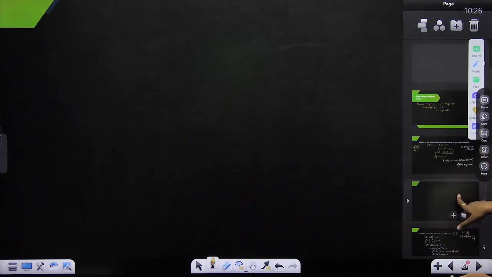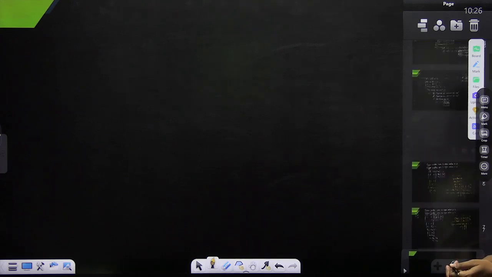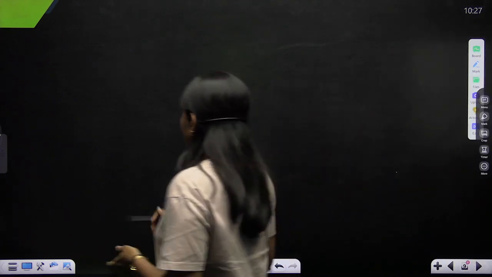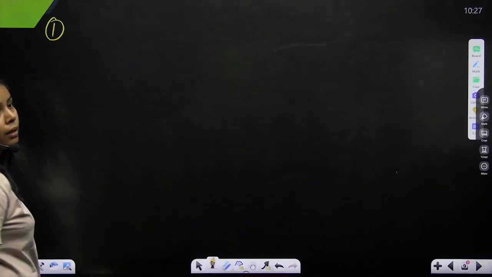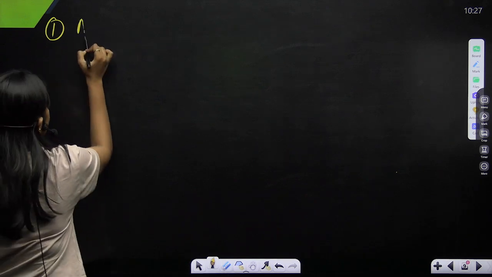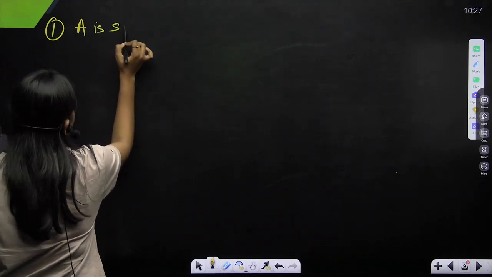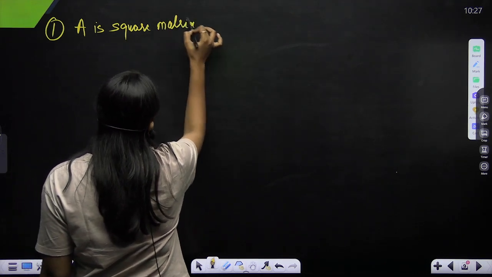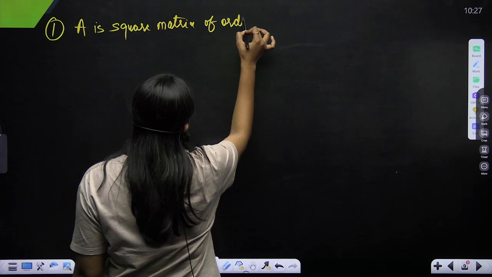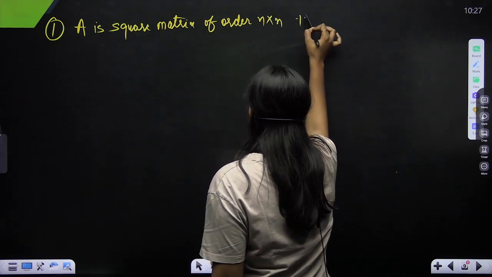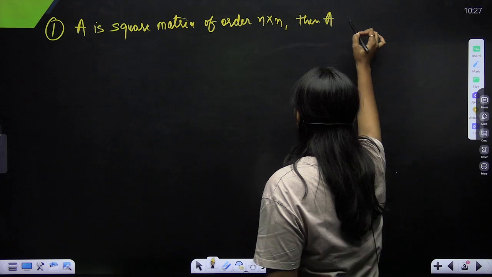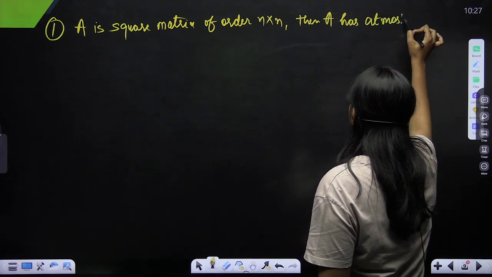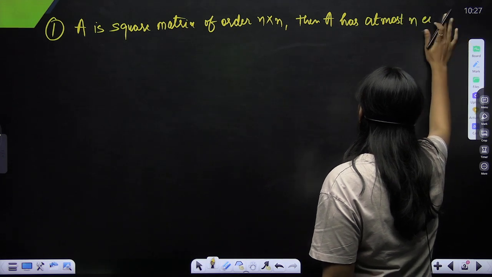Let's see some of the properties we can take it from here. Okay, so first of all, if A is of order n cross n, A is a square matrix of order n cross n, then I can say that A has at most n eigenvalues, n distinct eigenvalues.